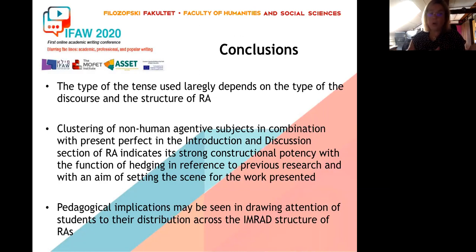So in view of the pedagogical implications, we see it as an attempt to draw attention of students to their distribution across the IMRaD structure and providing clear guidelines as to how and what to write at a specific point in their research paper. So that would be that for now. Thank you.